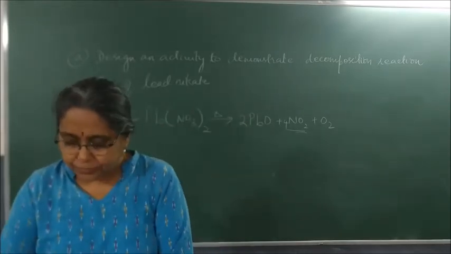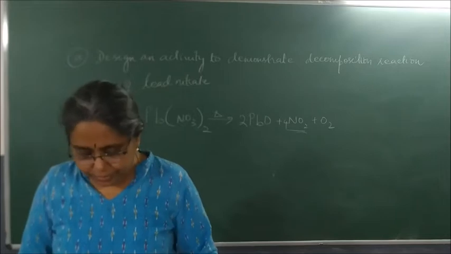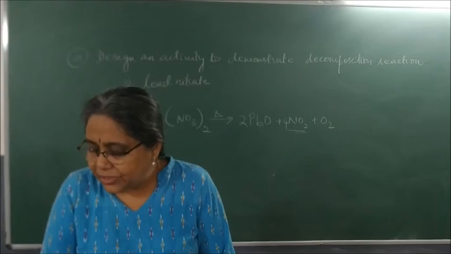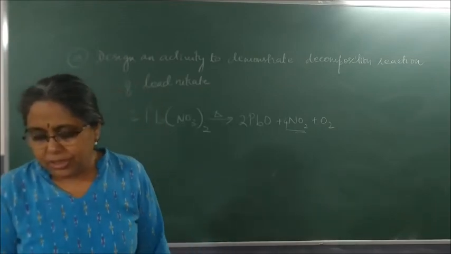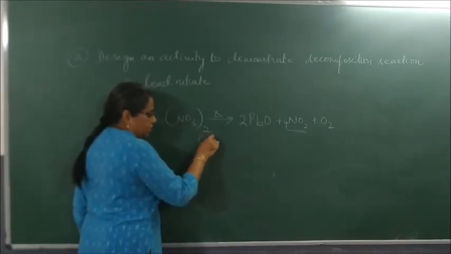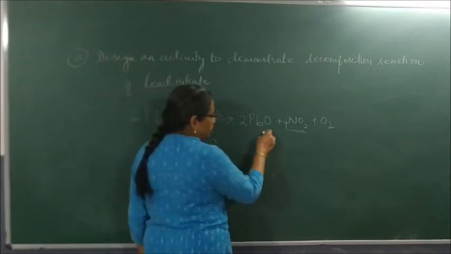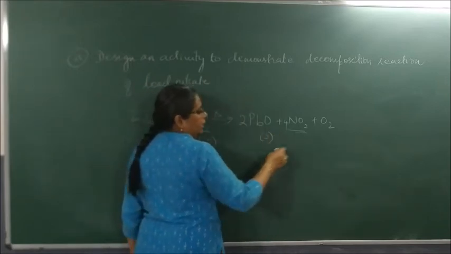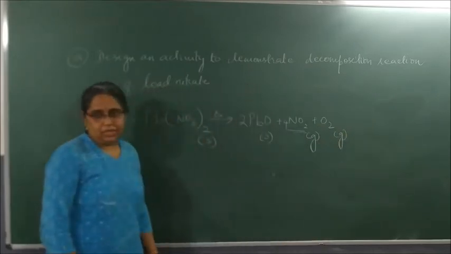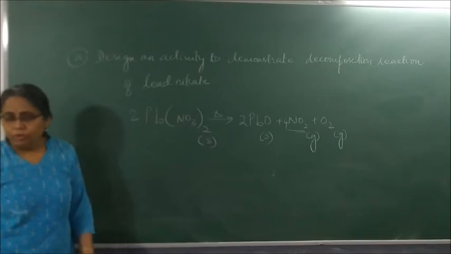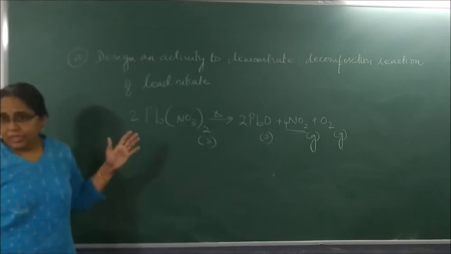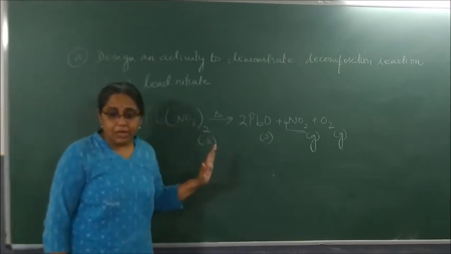After that, they have asked you: write balanced chemical equation for the reaction, stating the physical state of reactants and products. So now, you have to write the physical state. Lead nitrate, I said crystals, so it is solid. It forms a precipitate of lead oxide, solid. Nitrogen dioxide is a gas, and oxygen is also a gas. So this is clear what you have to do. One of the equations of any of the activity along with diagram is asked. Clear? This is for 5 marks.